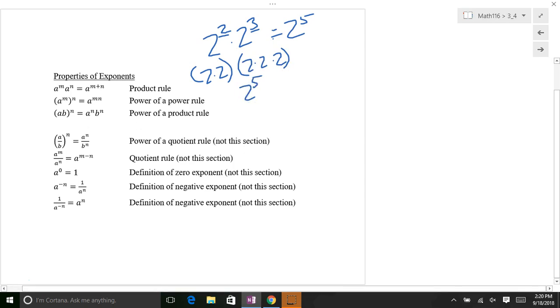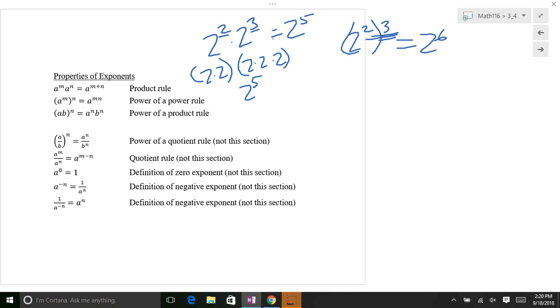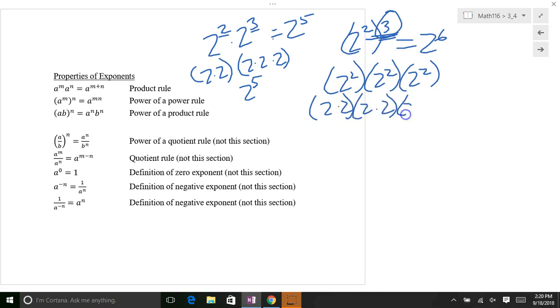5 of those. Right? Power of a power rule, so a to the m to the n, so that would be an example of 2 squared to the third, for example. Well, first of all, the rule says if they're right next to each other, multiply them. So 2 to the 6, okay, that's your shortcut. But what does it mean? You got 3 of these 2 squareds. So you got 2 times 2, 2 times 2, 2 times 2, 2 to the 6, 6 of those, okay.